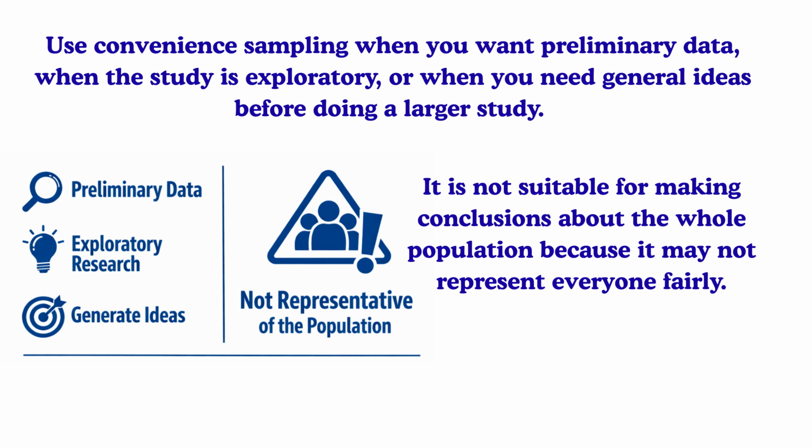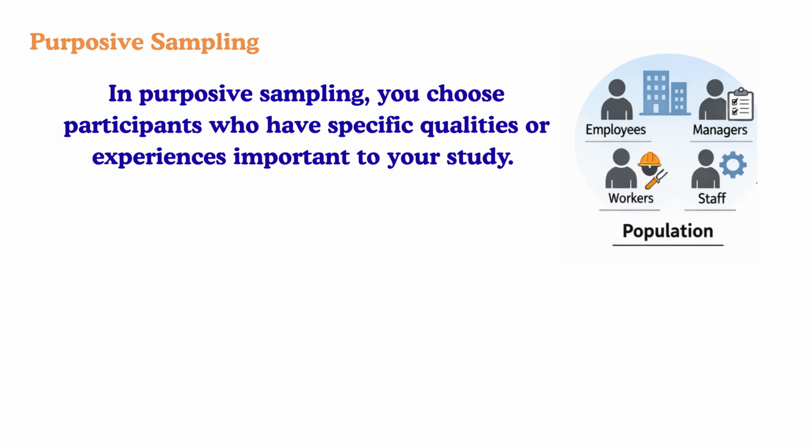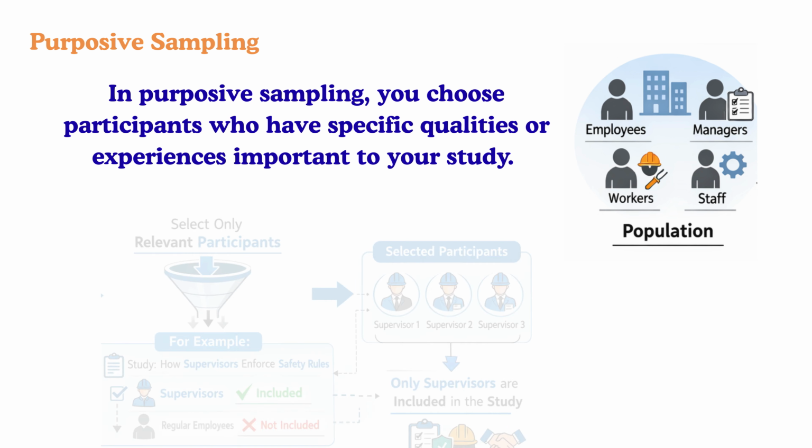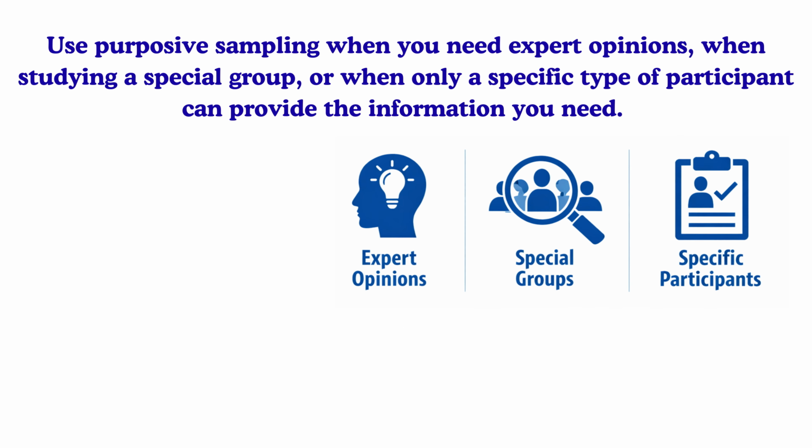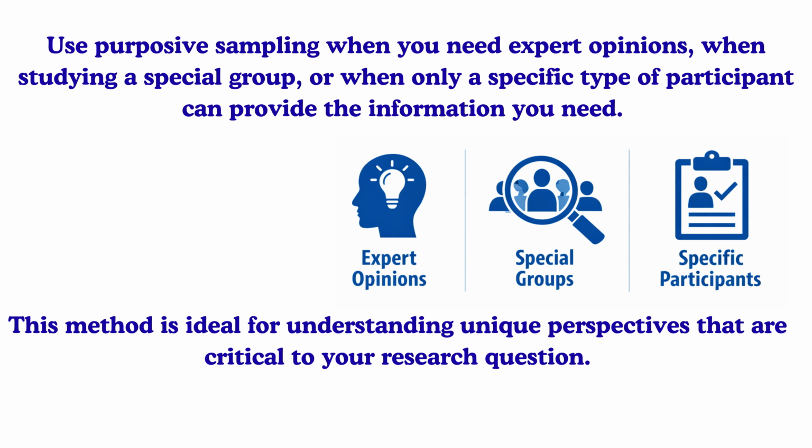It is not suitable for making conclusions about the whole population because it may not represent everyone fairly. Purposive sampling. In purposive sampling, you choose participants who have specific qualities or experiences important to your study. For example, if your thesis studies how supervisors enforce safety rules, you would only include supervisors, not regular employees. Use purposive sampling when you need expert opinions, when studying a special group, or when only a specific type of participant can provide the information you need. This method is ideal for understanding unique perspectives that are critical to your research question.